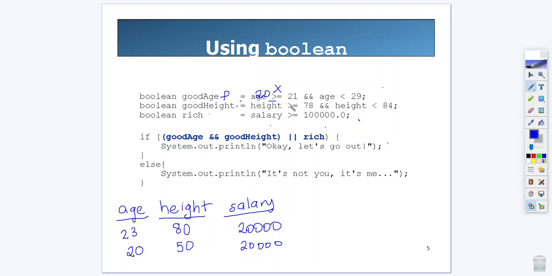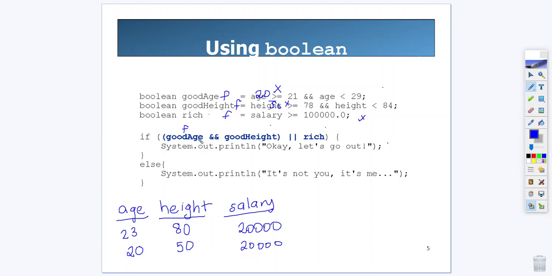All right, what about good height? So height greater than or equal to 78. 50 is not greater than or equal to 78. So it fails that. And so just like before, it's going to do something called short circuit evaluation. It's not going to check the second condition because it already knows the answer because both have to be true. So that's going to be false. And then rich, salary greater than or equal to 100,000. 20,000 is not greater than that, so that fails.